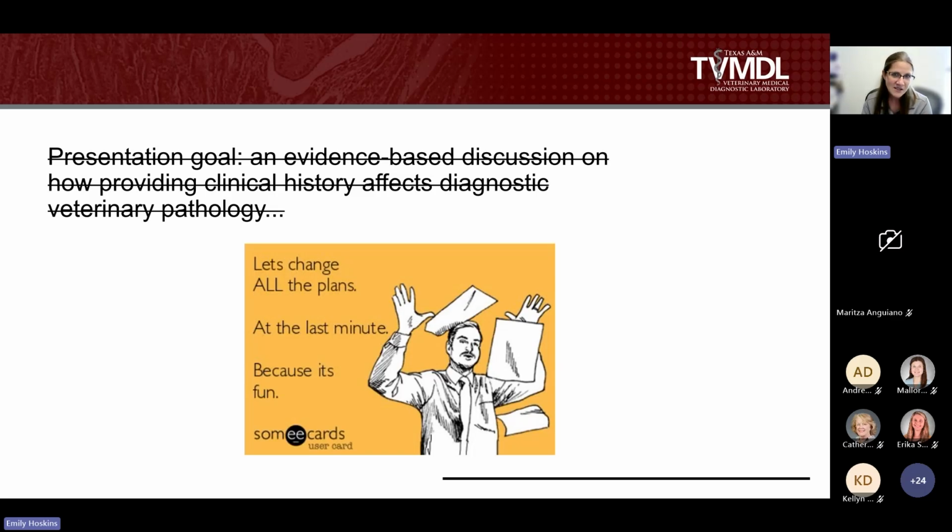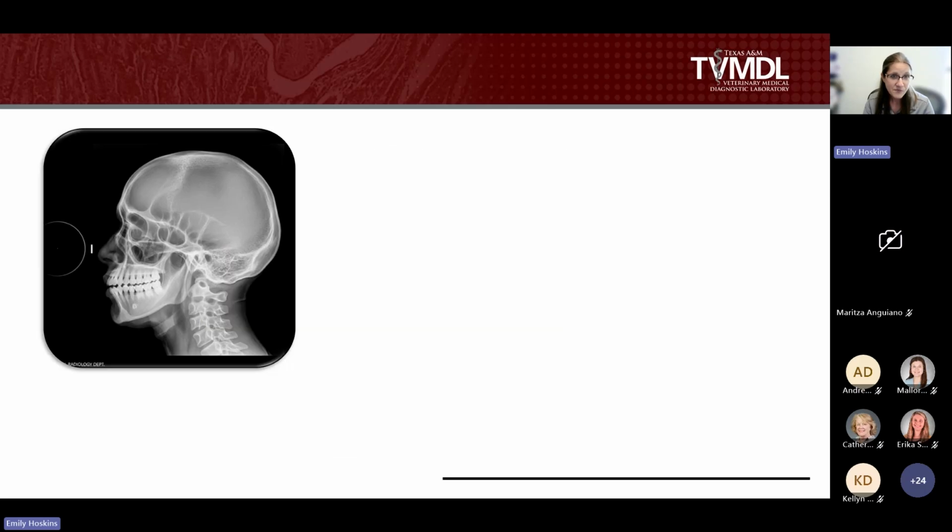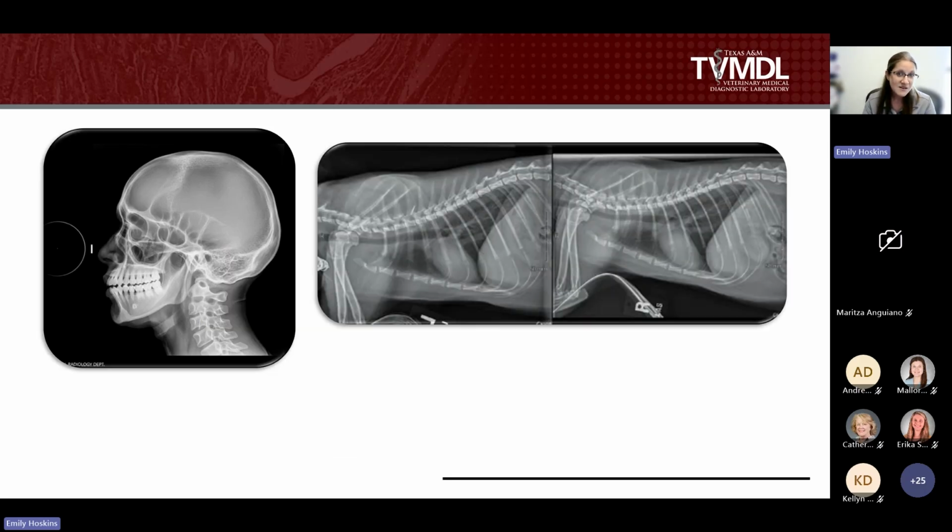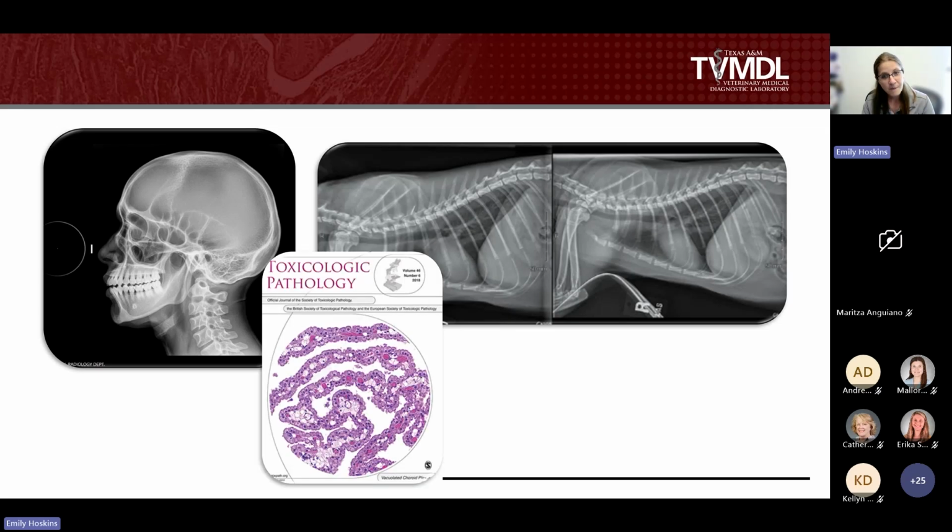So what I decided to do was basically show y'all what does exist in the literature and how it could possibly apply to diagnostic veterinary pathology. And so that led me on a journey to human radiology, to veterinary radiology, as well as to toxicologic pathology. And this is going to be our roadmap, if you will, on this very brief literature review.